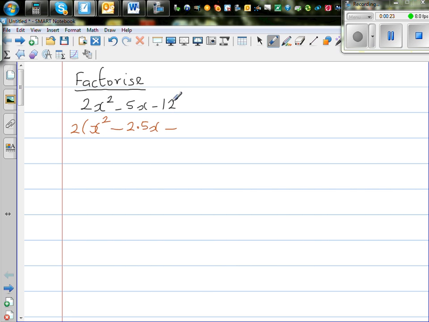And again, 2 times what gives me 12, which is 6. So now this is 2 times x with a bracket and x with a bracket. I want to write two numbers here. I wrote x here because x times x gives me x squared.